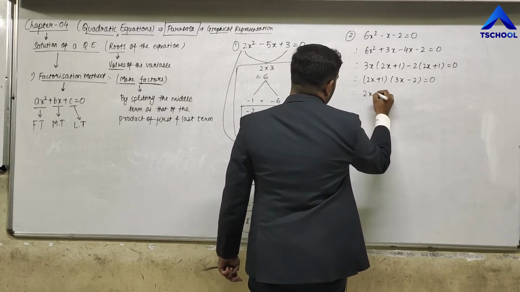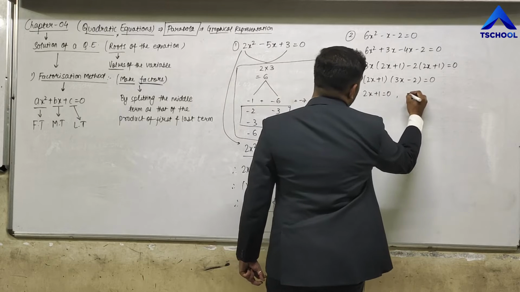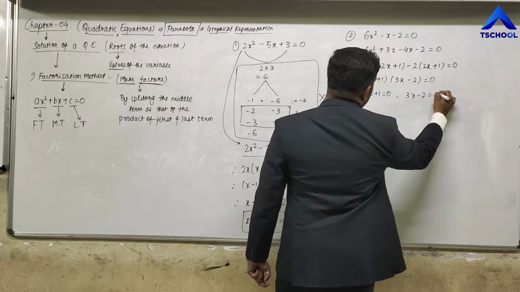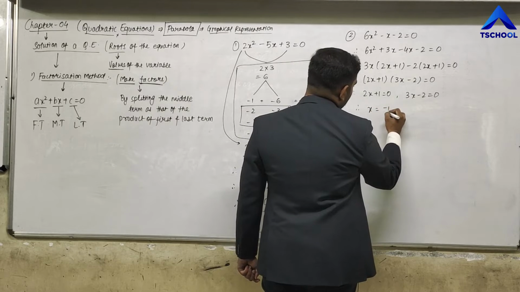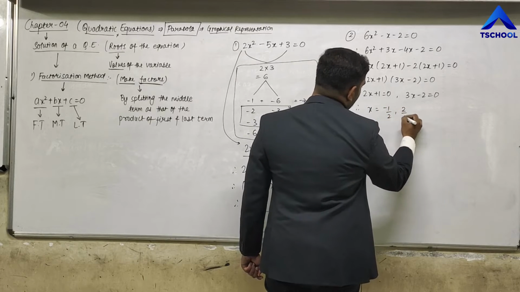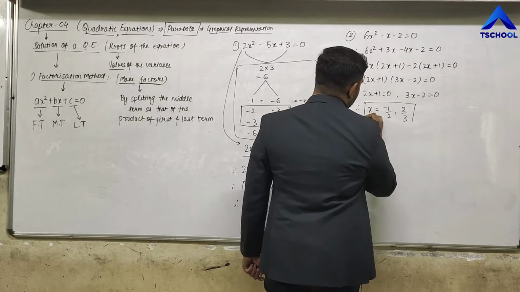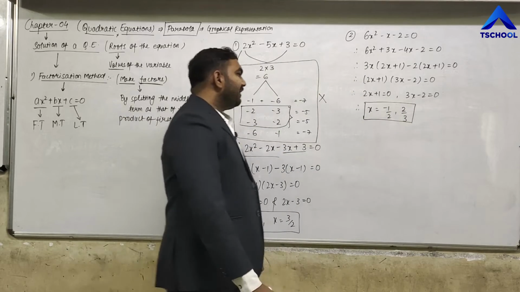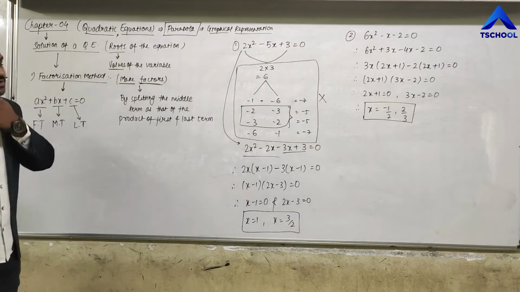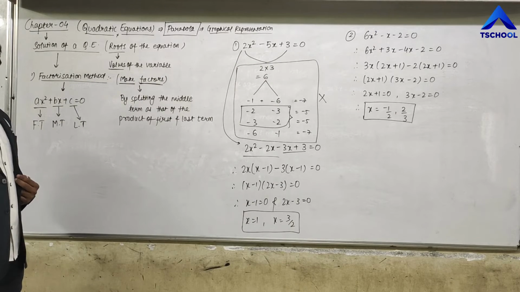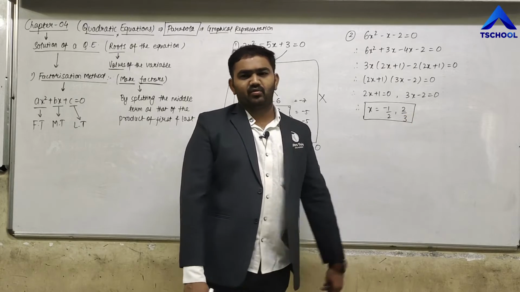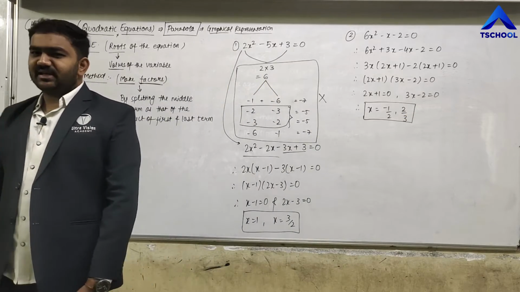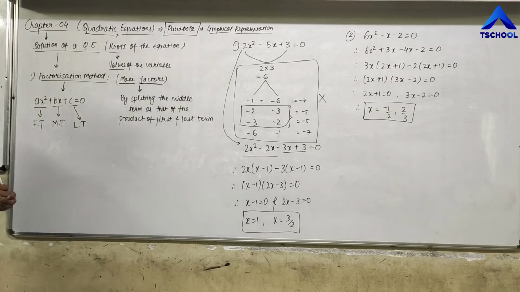That means either 2x plus 1 equals 0 or 3x minus 2 equals 0, and hence you get the values of x as minus 1 by 2 and 2 by 3. So the roots of this equation, the solution to this given quadratic equation, are minus 1 by 2 and 2 by 3. Is it clear, friends? This is the required solution of the quadratic equation.